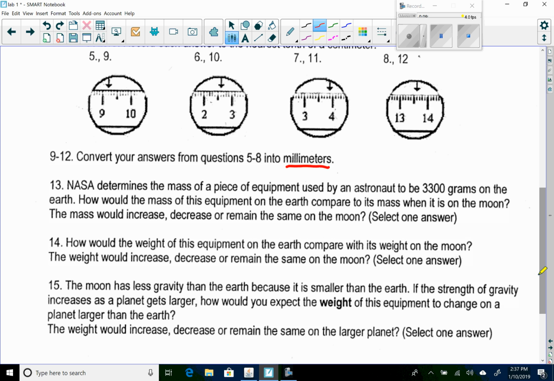Question 13. NASA determines the mass of a piece of equipment used by an astronaut to be 3,300 grams on the Earth. How would the mass of this equipment on the Earth compare to its mass when it is on the Moon? The choices are the mass would increase, the mass would decrease, or the mass would remain the same on the Moon. Select one answer.